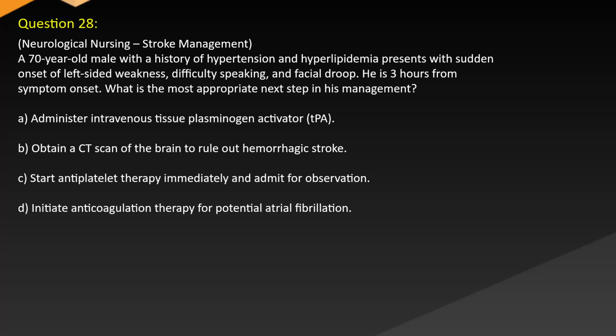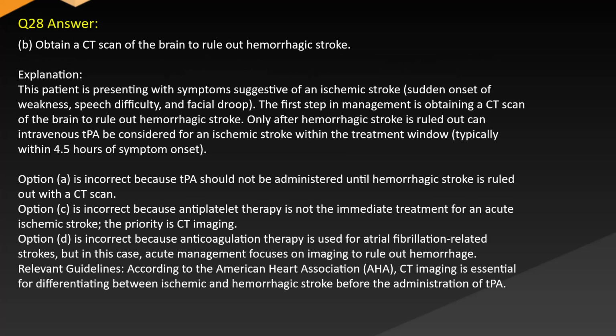D. Initiate anticoagulation therapy for potential atrial fibrillation. Answer: B. Obtain a CT of the brain to rule out hemorrhagic stroke. Explanation. This patient is presenting with symptoms suggestive of an ischemic stroke: sudden onset of weakness, speech difficulty, and facial droop. The first step in management is obtaining a CT of the brain to rule out hemorrhagic stroke.